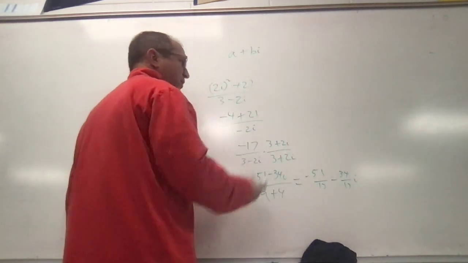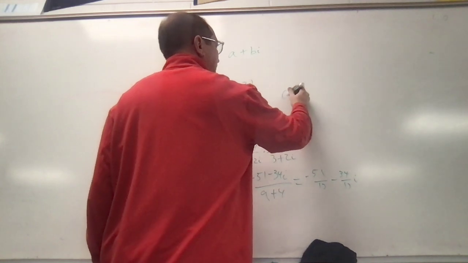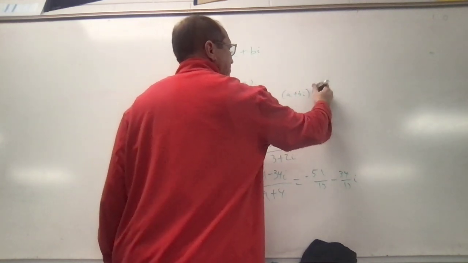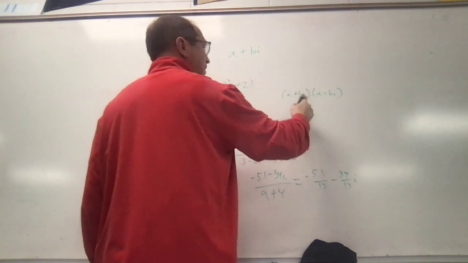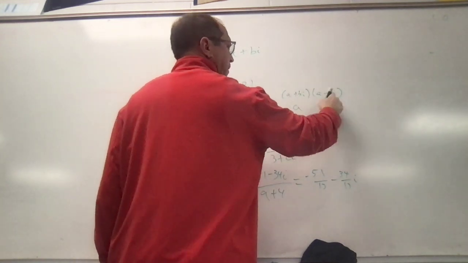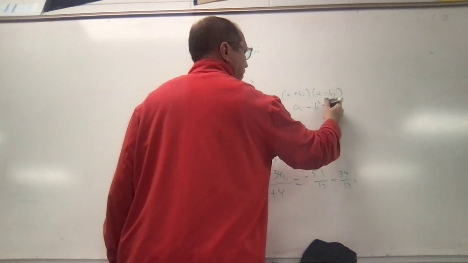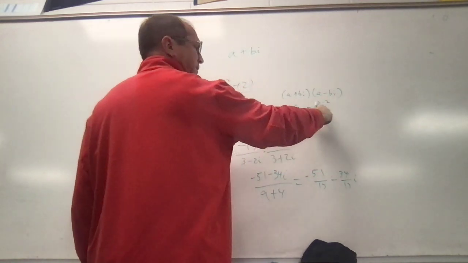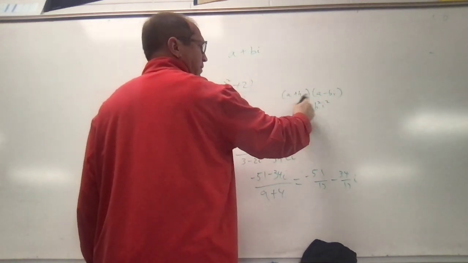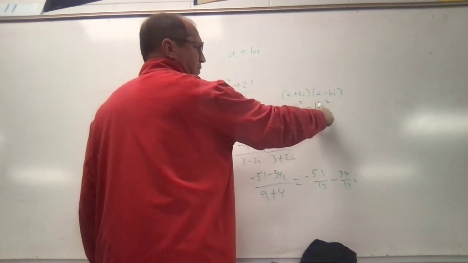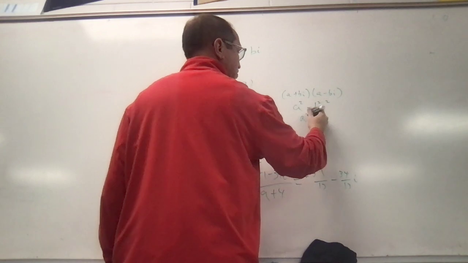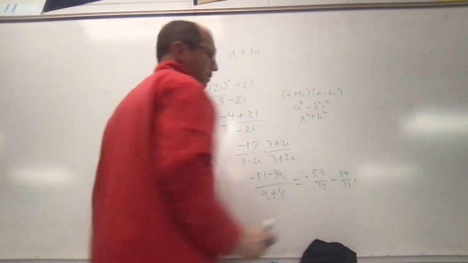So again, your trick is if you have a plus bi times a minus bi, your answer becomes a squared minus b squared i squared, because a times a is a squared. That i squared there is negative 1, so it becomes a squared plus b squared.